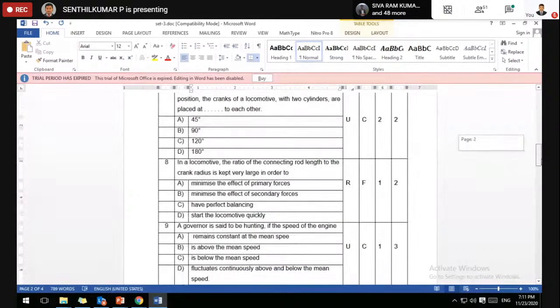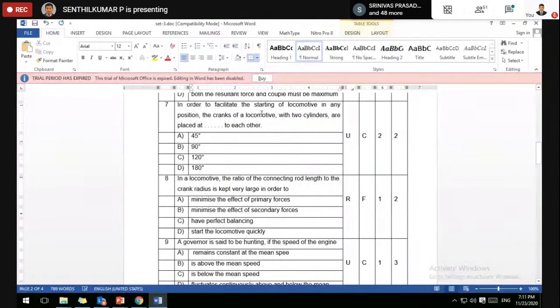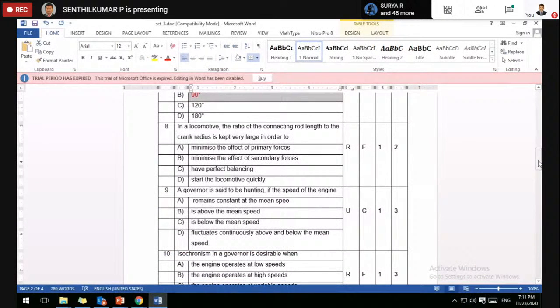Then the seventh question, very simple. To facilitate starting a locomotive in any position, the cranks of a locomotive with 2 cylinders are at 90 degrees. In a locomotive, the ratio of connecting rod length to crank radius is kept very large to maintain what? What is the purpose of doing that? To minimize the effect of secondary force. The primary and secondary force in the dynamic analysis: to reduce the dynamic effect of secondary force, we use this condition.